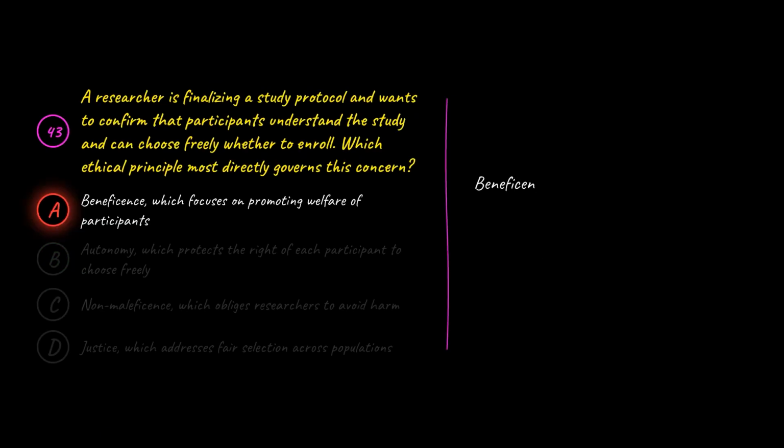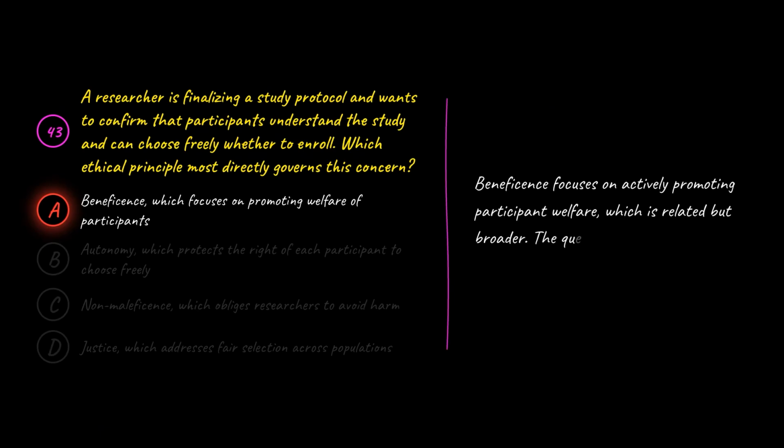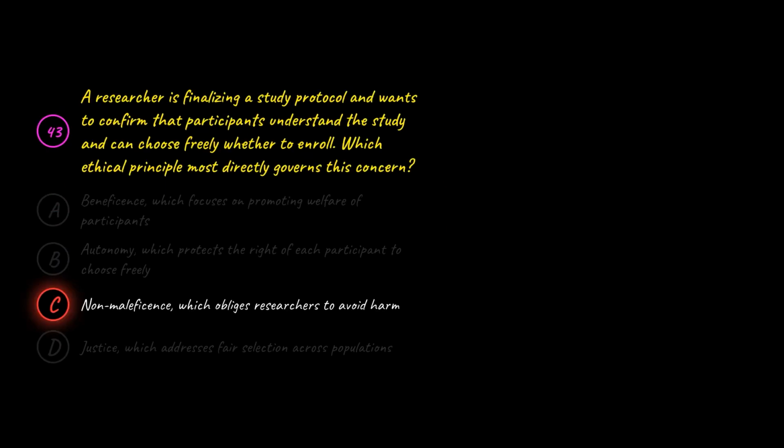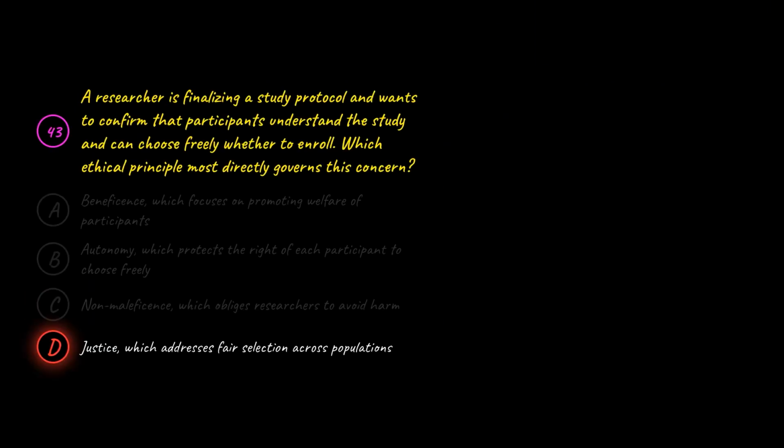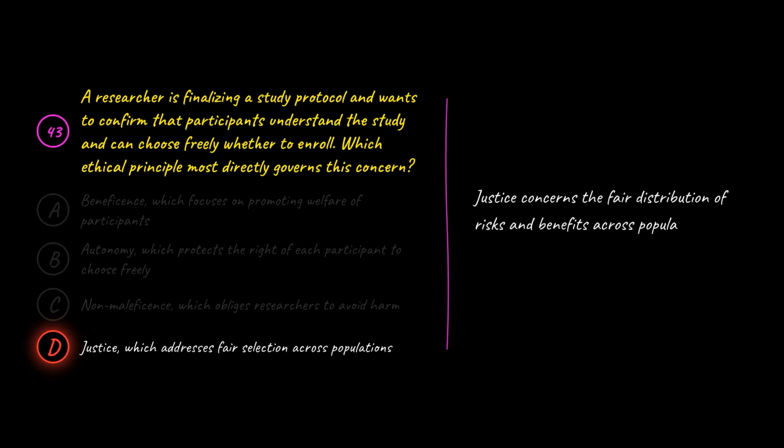A is wrong because beneficence focuses on actively promoting participant welfare, which is related but broader. The question is specifically about voluntary informed choice. C is wrong because non-maleficence is the duty to avoid causing harm. The concern in the scenario is about voluntary participation, not about preventing harm. D is wrong because justice concerns the fair distribution of risks and benefits across populations, not the individual decision to enroll.